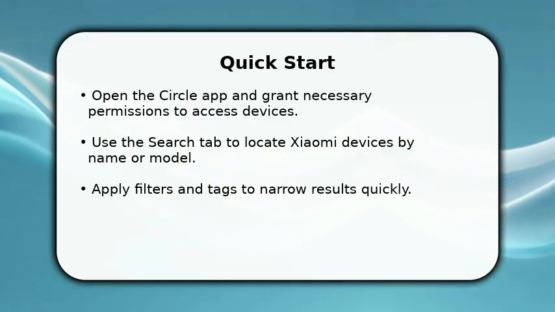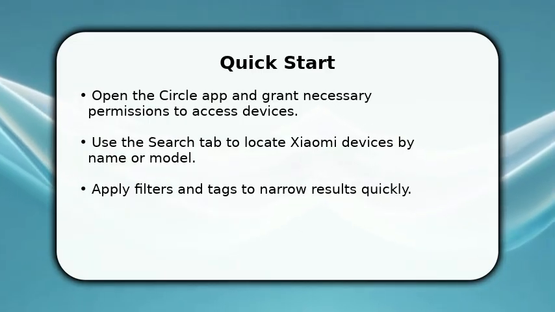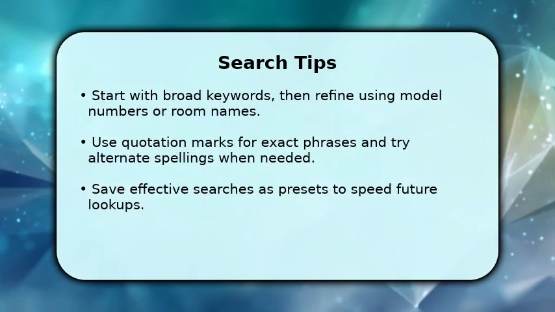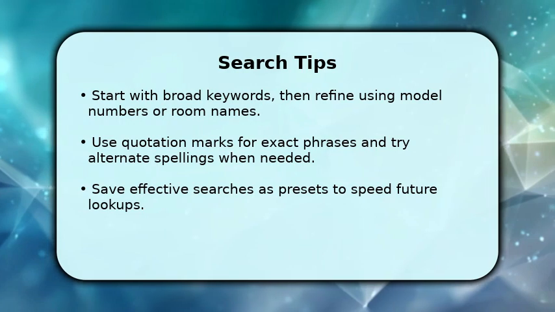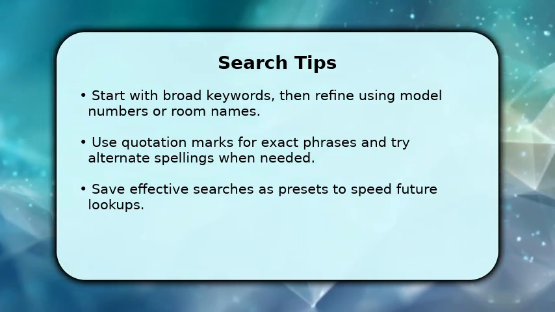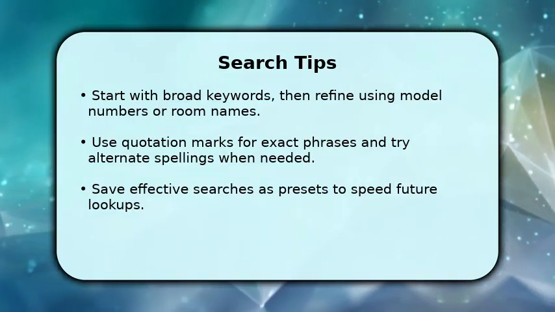Tap a device to view details, use the live preview, and save searches for quick access later to speed up future lookups. Start broad by searching brand or room, then refine with model numbers and tags for precise Xiaomi results in Circle. Use quotation marks for exact phrases and try alternate spellings to catch variations.